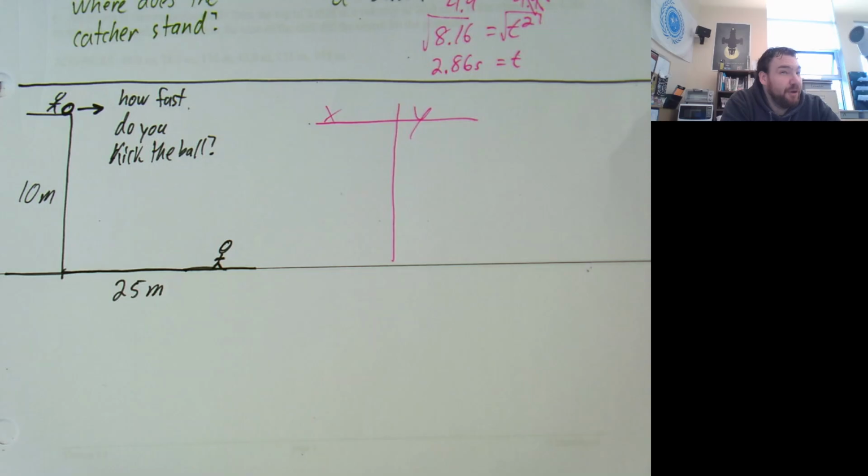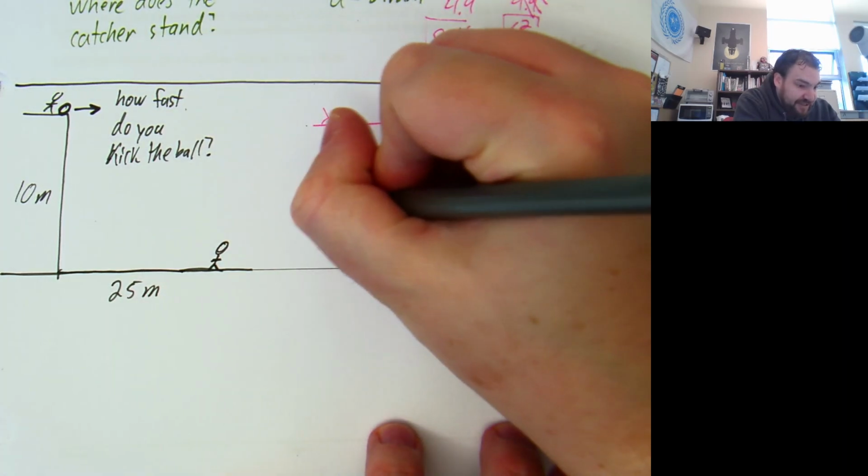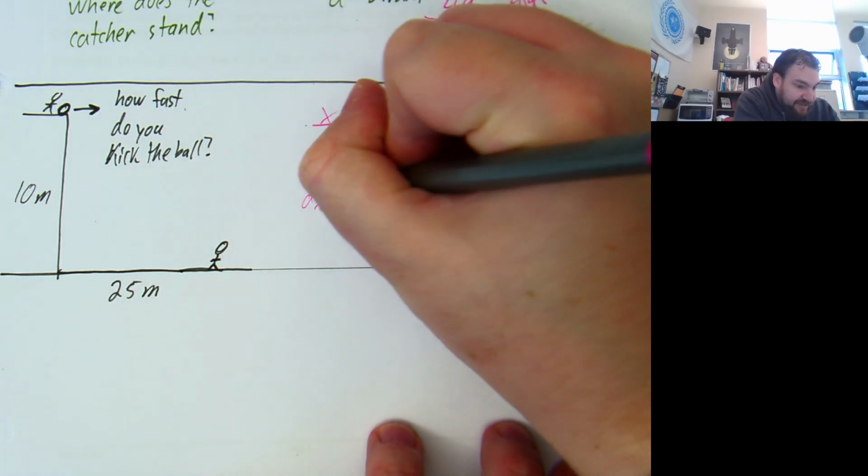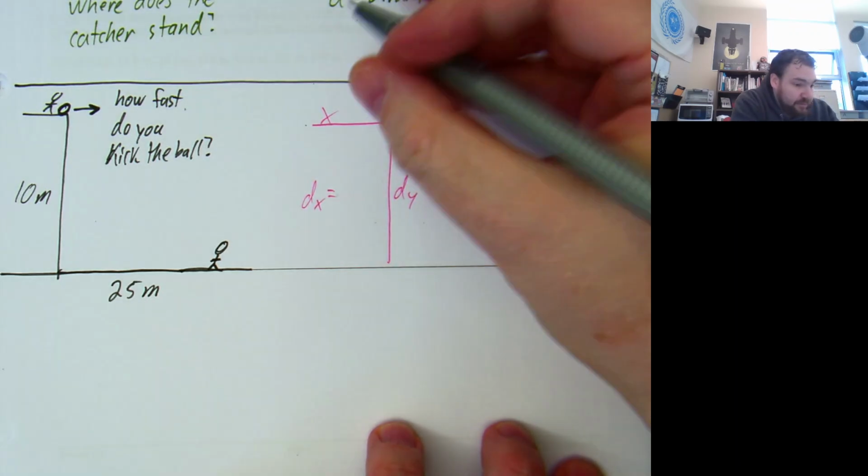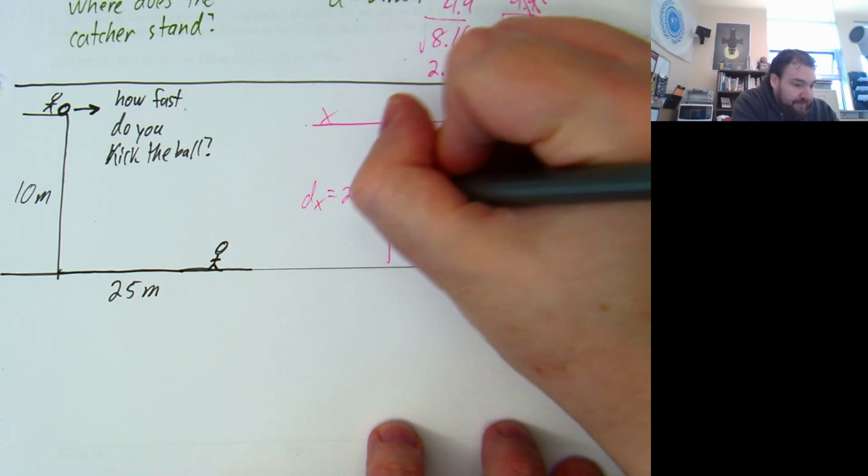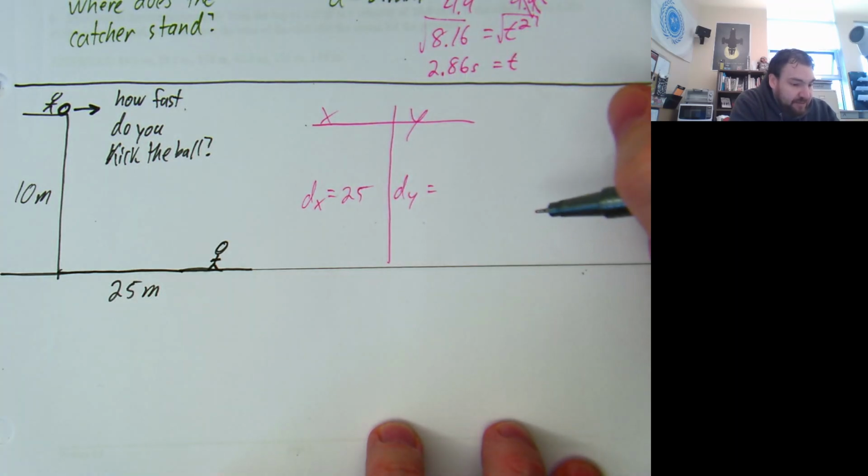Give me something you know. Which distance? We know both. We know distance in the x direction. We know distance in the y direction. Distance in the x direction is going to be 25. Distance in the y direction is going to be 10.